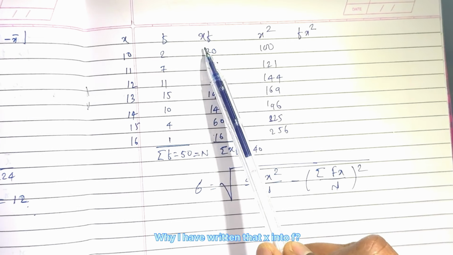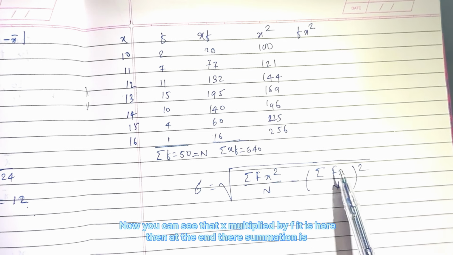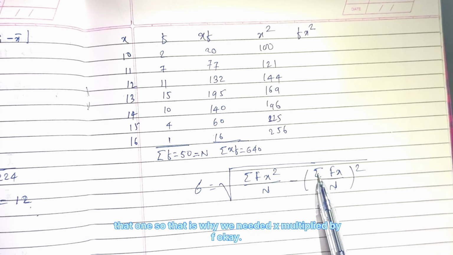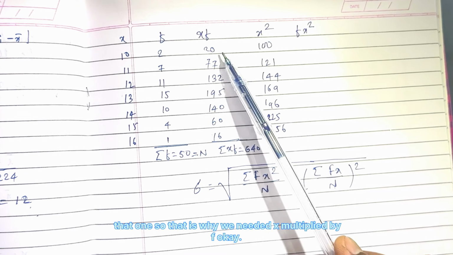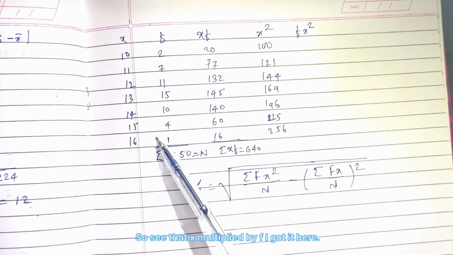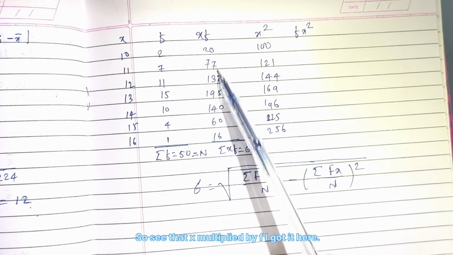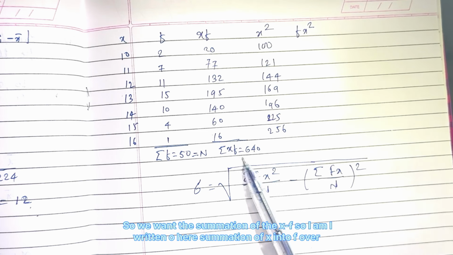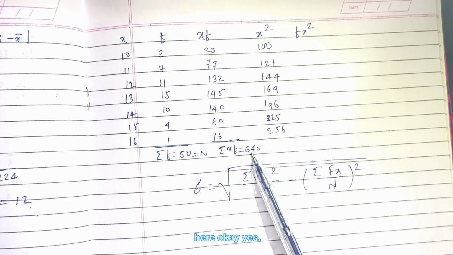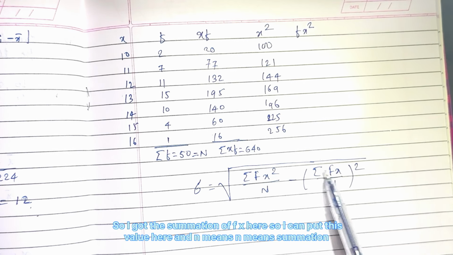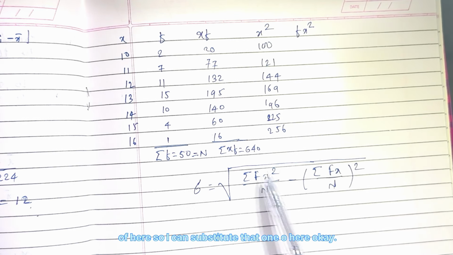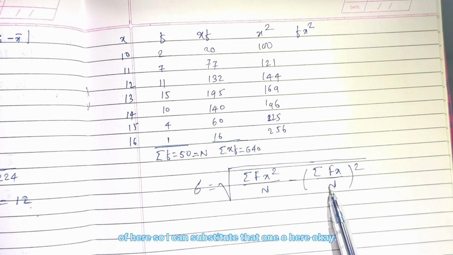Why have I written x into f? Because at the end we need its summation. So that's why we need x multiplied by f. I got x multiplied by f here. We want the summation of xf, so I have written the summation of x into f over here. So I got the summation of fx, and I can put this value here. And n means summation of f, so I can substitute that over here.